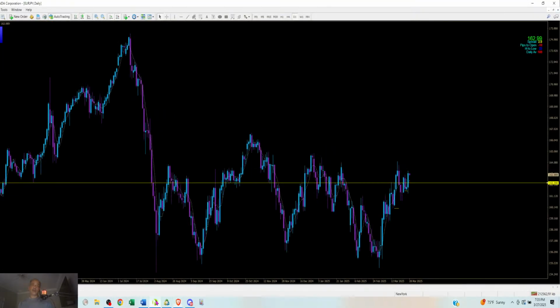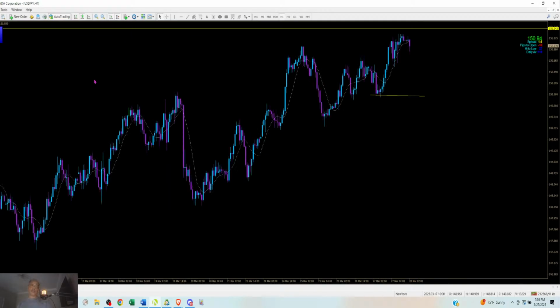So yes, you're still going to get movements. This is a daily chart. There's still a lot here, but there's no real trend. There's trends on shorter time frames, but there's no real overall trend here to play. So this would really be a range type thing, which I don't personally like to do.